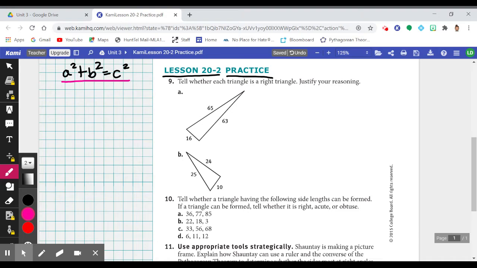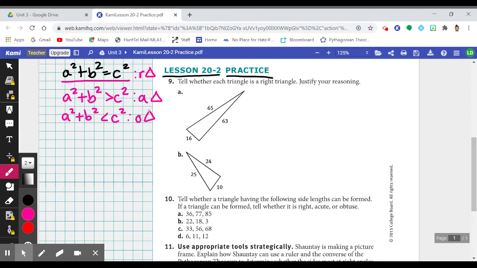So recall, if a squared plus b squared does in fact equal c squared, it's a right triangle. If a squared plus b squared is greater than c squared, it's an acute triangle. And if a squared plus b squared is less than c squared, it's an obtuse triangle.